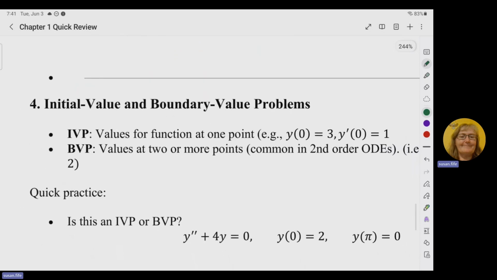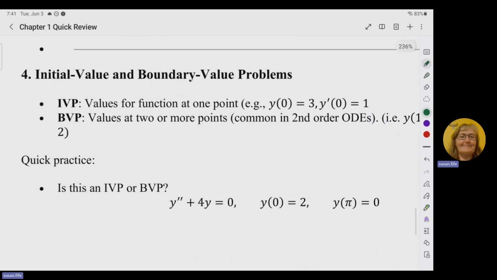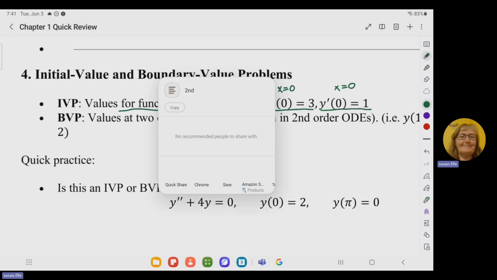Okay, so initial values and boundary values. A lot of times we'll be given initial values. Initial values are values for the function at one point. So here, if I'm given y of 0 equals 3, and then y prime of 0 equals 1, notice that for both of these values, we're looking at the same value for x. X is 0. When x is 0, y is 3. When x is 0, y prime is 1.